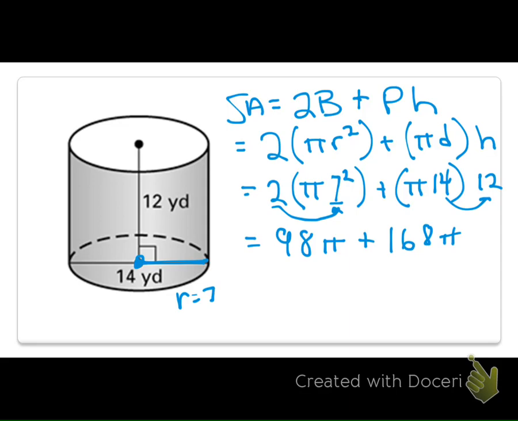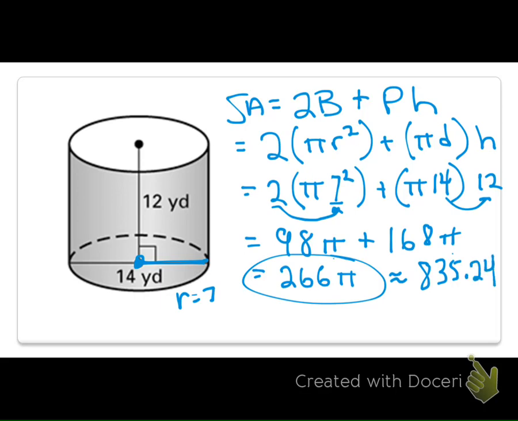So now I have two answers in terms of pi. Now these are like terms. Since they both have a pi on them, I can actually add these together. So 168 plus 98 is going to get me 266 pi. Now there's going to be times where you run into problems and they ask you, what is it in terms of pi? This is the answer they're looking for, that unmultiplied answer. It's actually more of an exact answer. So now if I want to approximate it, I'm just going to finish it out and multiply by 3.14. And I have that the surface area of this cylinder is about 835.24 yards squared. And that's the surface area.